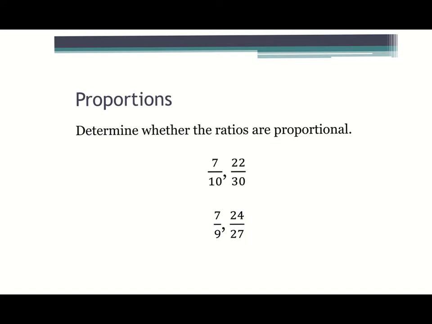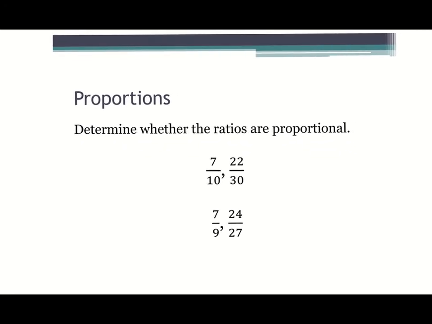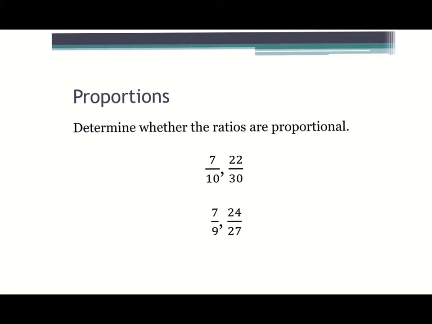Here are a couple more examples. Let's look at the first one together. We're looking to see if a ratio of 7 to 10 is proportional to 22 to 30. Let me start at the bottom for this one. From 10 to 30, 10 was multiplied by 3 to get to 30. So in order for it to be proportional, the 7 would also have to be multiplied by 3. And 7 times 3 is not 22, it's 21. So I can see right there that it is not proportional.